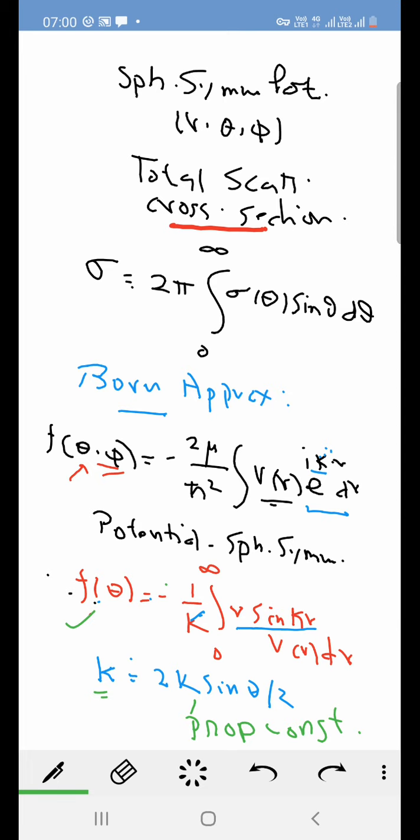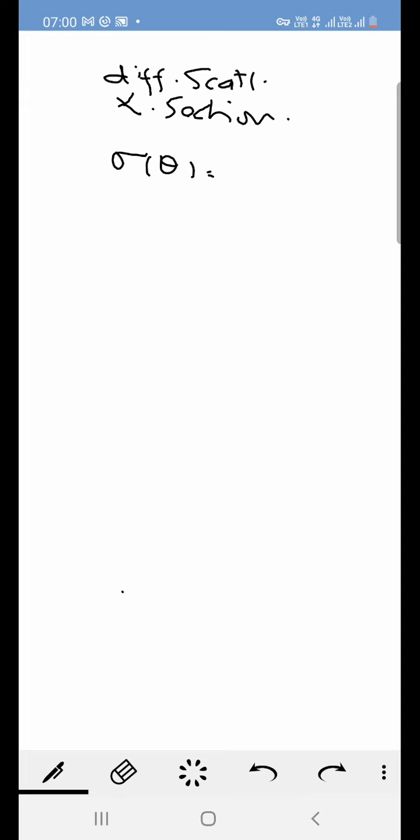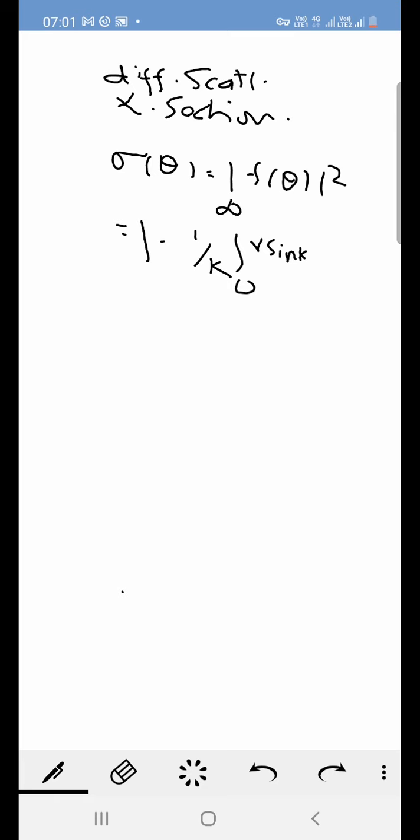So using this value of the scattering amplitude, we can again derive the differential scattering cross section that we initially found to be sigma theta equal to mod of f theta whole squared, and so this happens to be equal to minus 1 by k, integral 0 to infinity, r sine kr V(r) dr, whole squared.